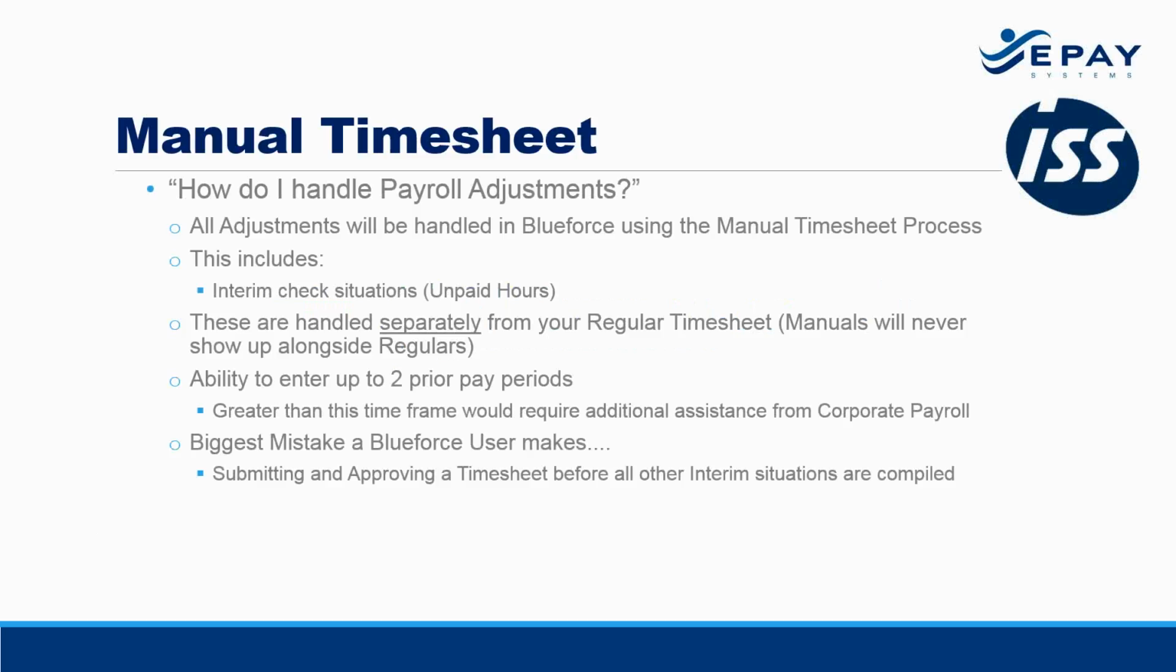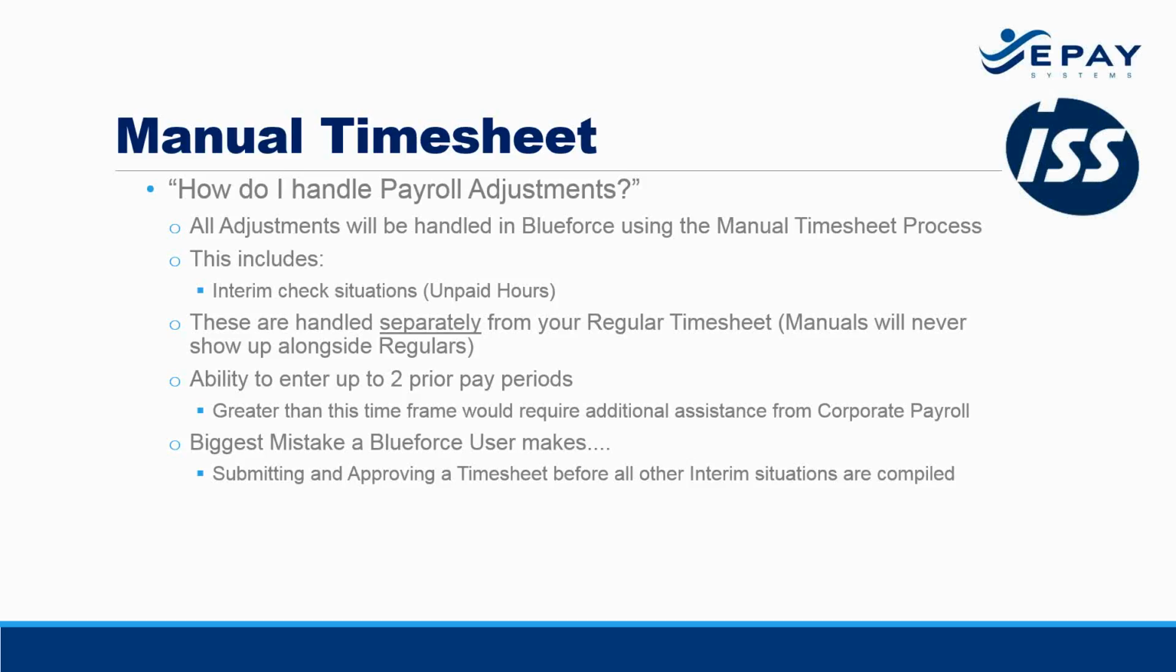All adjustments are going to be handled using this manual timesheet process. This is basically any interim check situation, any situation where you have unpaid hours. It doesn't matter if it's vacation pay, PTO pay, holiday pay, or work pay. As long as it's some type of pay due back to the employee, we have to go in through the manual timesheet. These are handled separately from your regular timesheet.